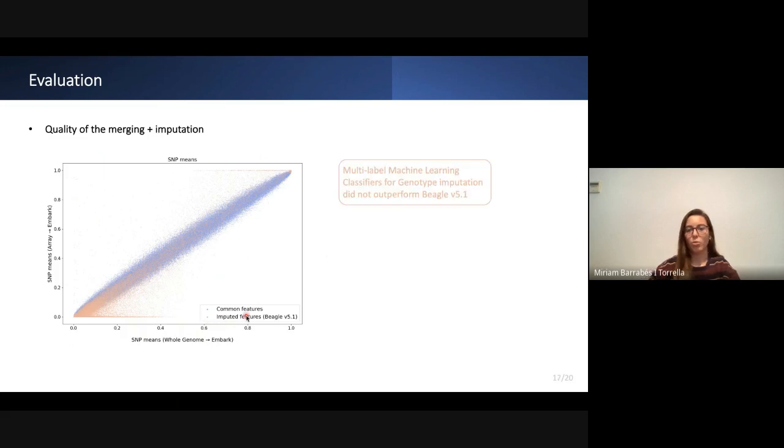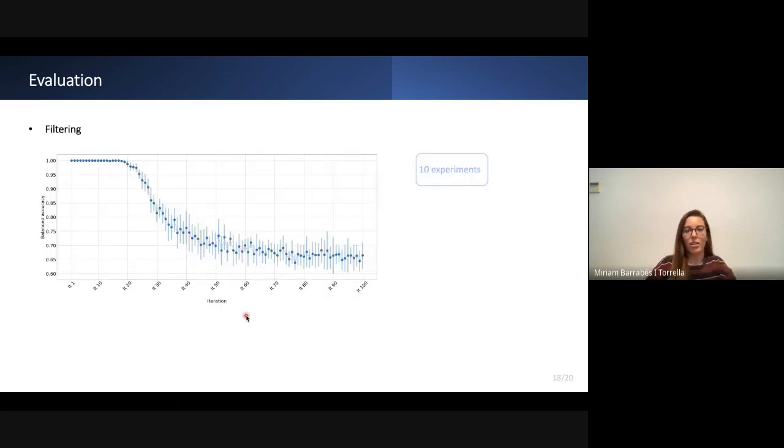In order to try to solve this, we tried several multi-label machine learning classifiers for the task of genotype imputation, but none of the methods tried outperformed Beagle, so we leave this as future work. And finally, I'm going to talk about the evaluation of the filter model. We repeated the experiment 10 times with 10 different seeds, and here I'm showing the mean and standard deviation of the balanced accuracy.